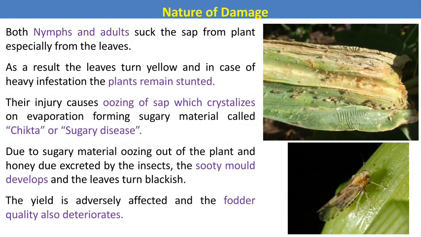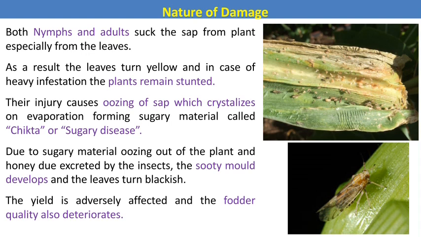But how exactly do the nymphs and adults feed in the sorghum crop? If you see, both the nymphs and adults congregate on the lower surface of the leaves or on the surface of the leaves. Both nymphs and adults suck the cells up from the succulent plant parts, especially from the leaves. As a result of feeding, the leaves turn yellow, and in case of severe infestation the plants remain stunted. Their injury causes oozing of sap which crystallizes on evaporation, forming a sugary material called chikta or sugary disease.